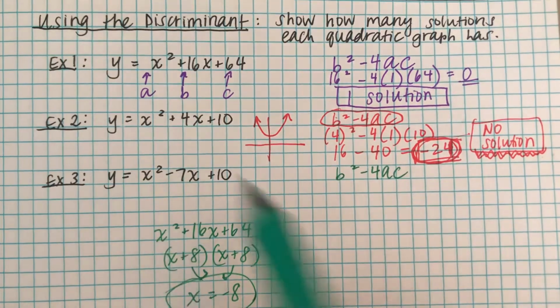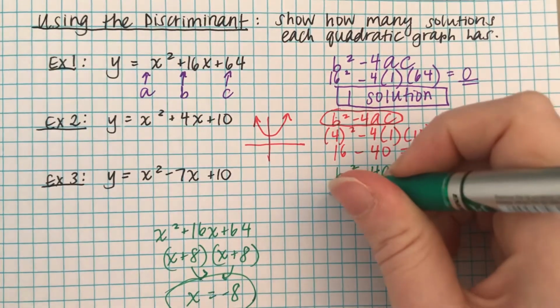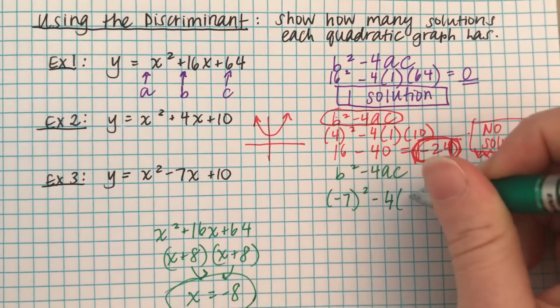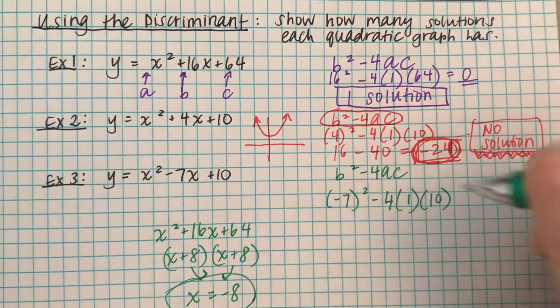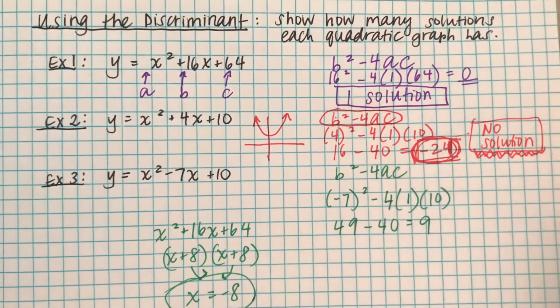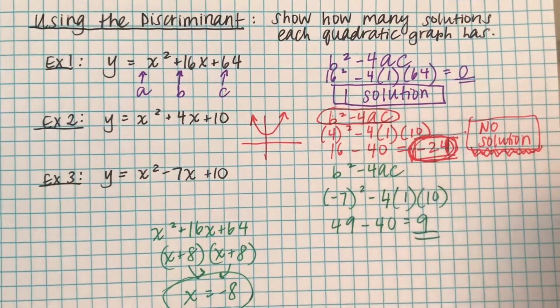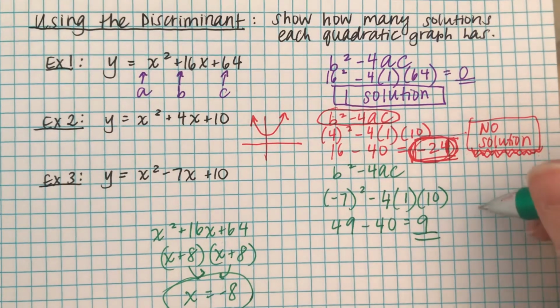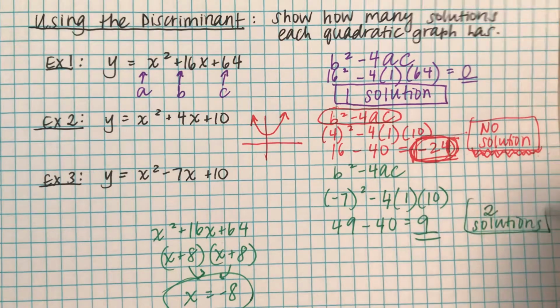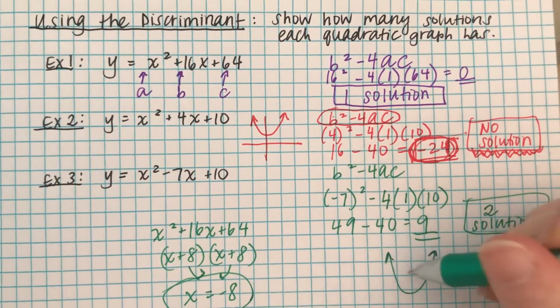All right, the last example, again using b squared minus 4ac. My b value is -7, so I have -7 squared minus 4 times a, which is 1, times c, which is 10. So this becomes 49 minus 40, gives me a positive 9. Remember, if I have a positive answer, doesn't matter what number that is, I know that I have two solutions, which means that my graph would cross the x-axis twice.